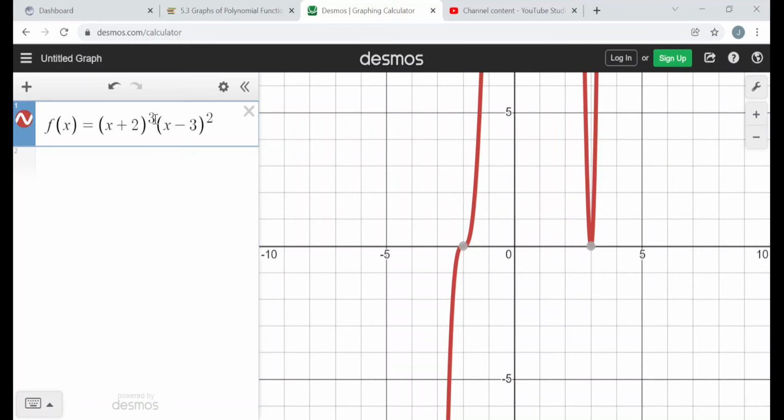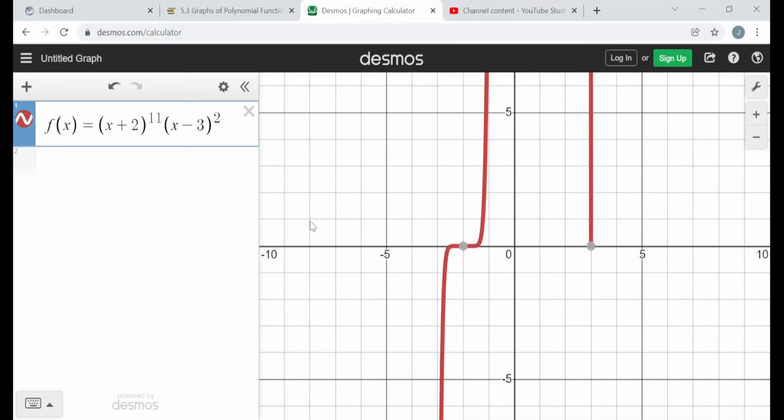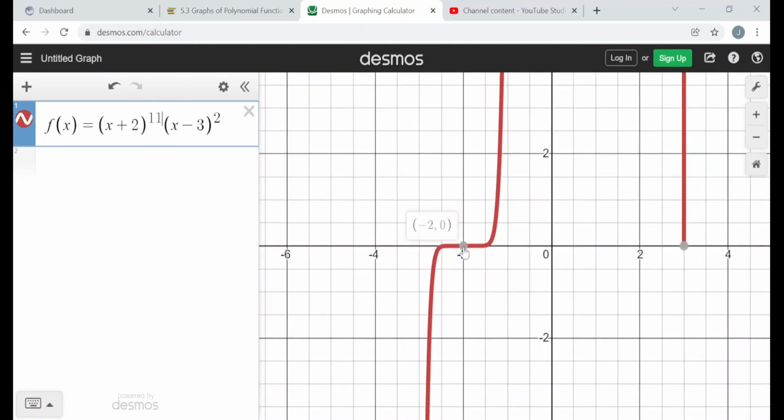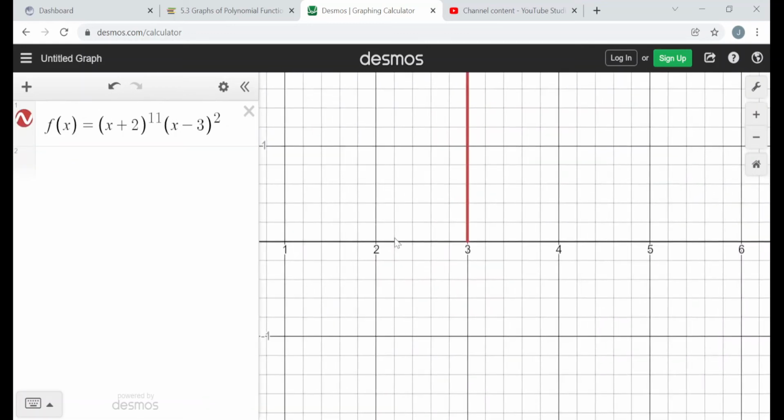And remember what I said about the multiplicities, the higher they get, the flatter it will get? What if I increased x plus 2's multiplicity, negative 2's multiplicity, to 5, and then 7, and then 9, and then 11? Look at how flat it's getting around negative 2 now. It's not just coming in like a cubic. It's coming in and then getting very, very flat around the intercept. How about over here? Same thing at x equals 3.